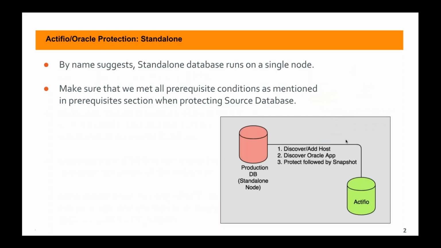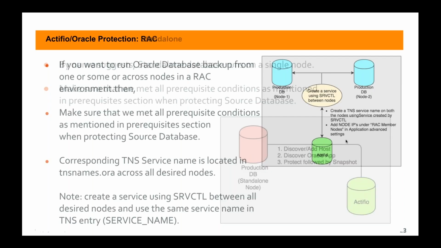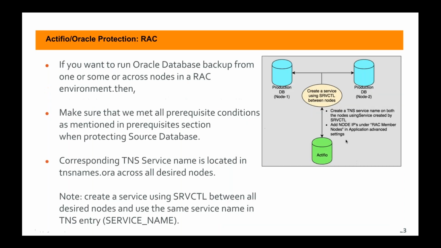When it comes to RAC, let me explain how we are protecting it. Imagine that you have a 2-node cluster, node 1 and node 2, and here it is Actifio. If you want to run the backup across the nodes, instead of running against a single node where the backup might be a bit slower, you can spread the load between the 2 nodes, and your backup may be much faster and complete earlier.